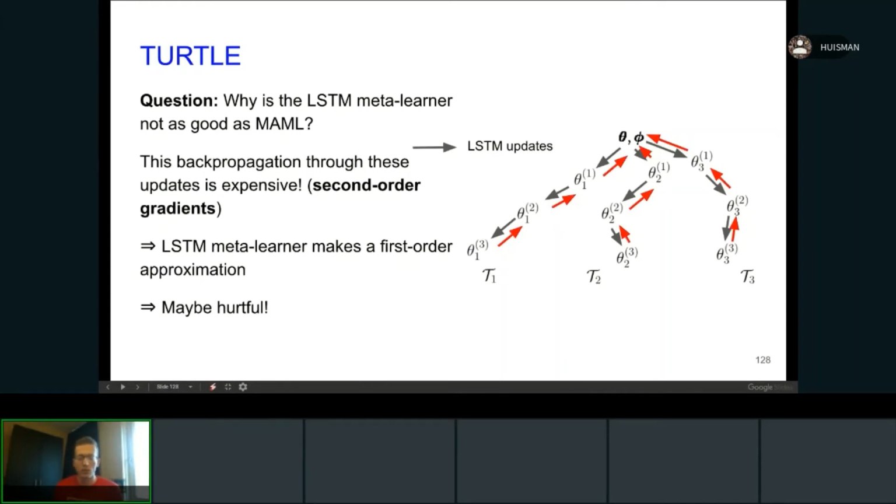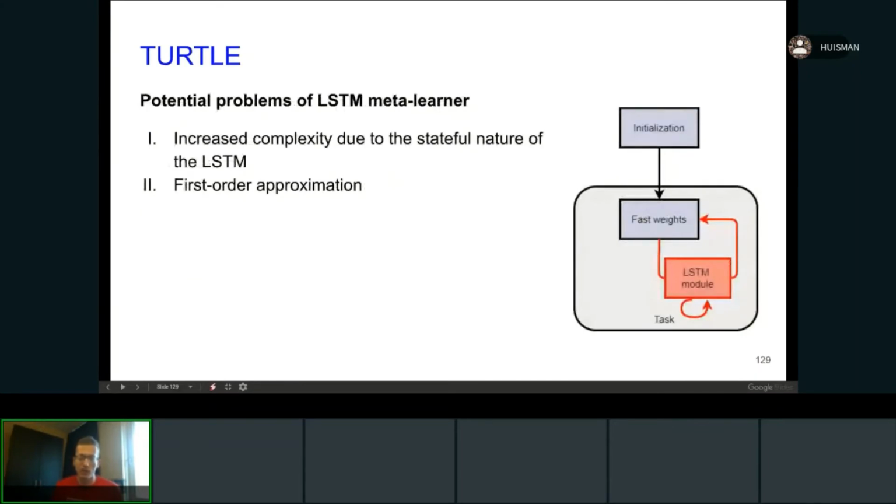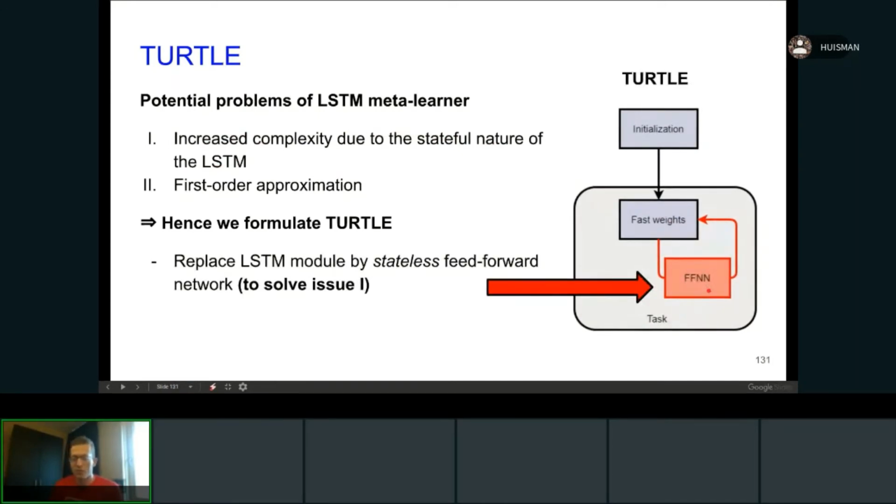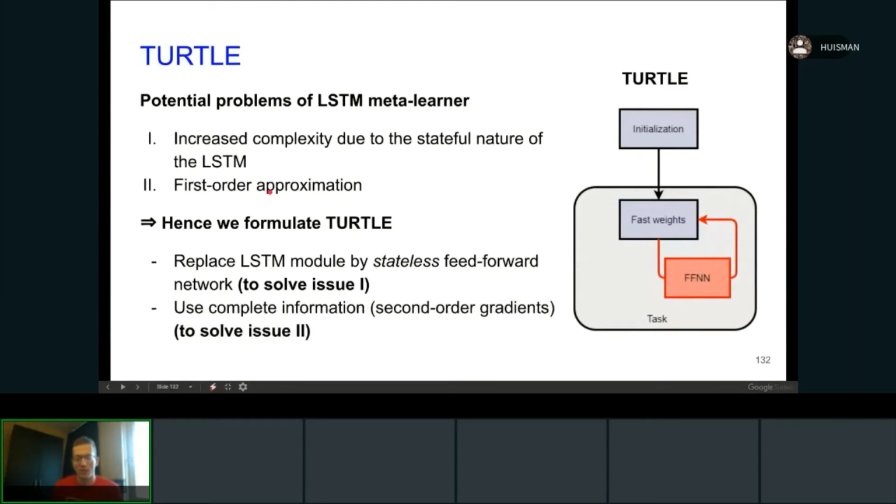Okay, so we have formulated two hypotheses as to why the LSTM meta learner failed to perform just as well as MAML. And we try to overcome these potential issues in our technique, which we call Turtle. So the first issue regarding the stateful nature of the LSTM, we try to resolve simply by replacing this LSTM module by a feed-forward neural network. And this feed-forward neural network does not have a state, and therefore has no issues regarding the state. The second issue is even simpler to solve, and that is simply by not making a first order approximation, but by using the second order gradients. So yes, it is a bit more expensive, but maybe the performance is much better. So it's a trade-off there.